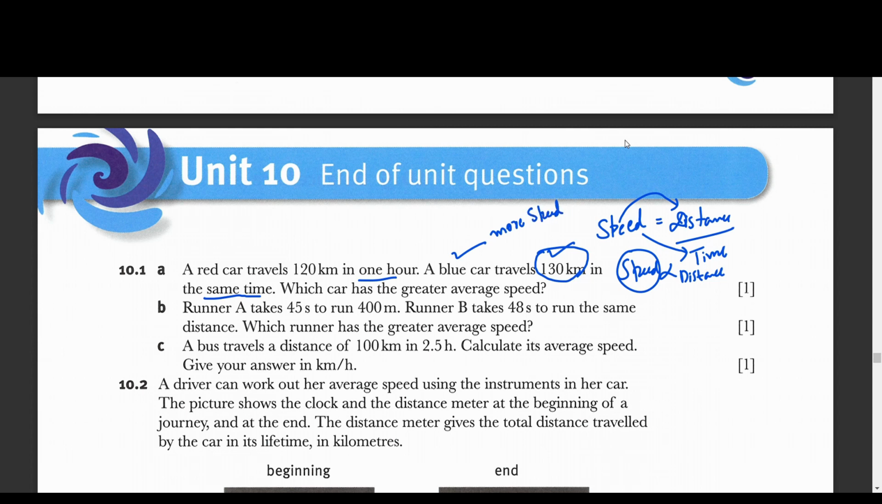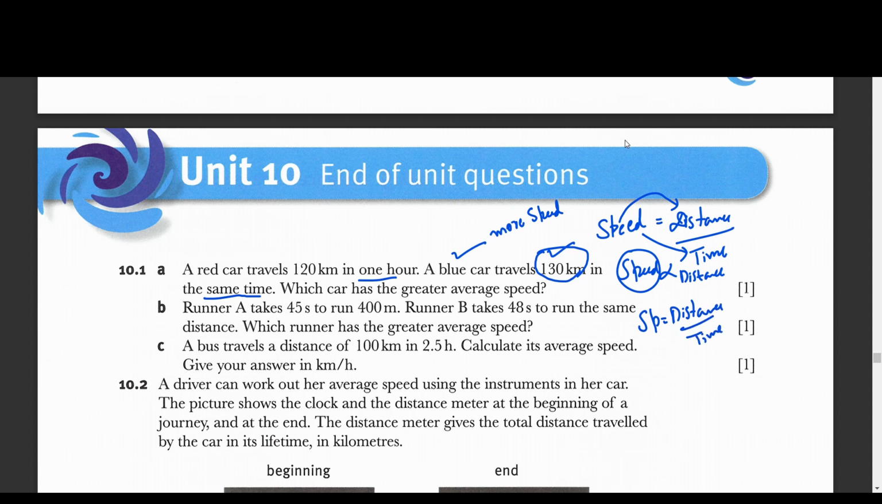Okay, part B of 10.1. Runner A takes 45 seconds to run 400 meter. Runner B takes 48 seconds to run the same distance. Which runner has the greater average speed? Okay, same question. Speed is distance upon time.